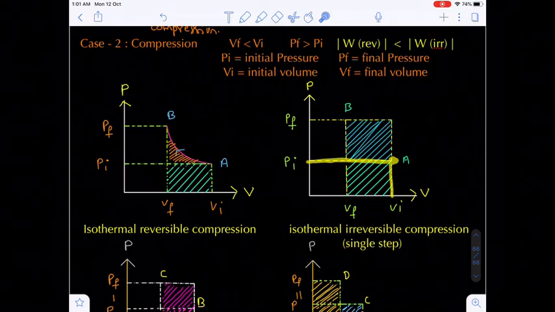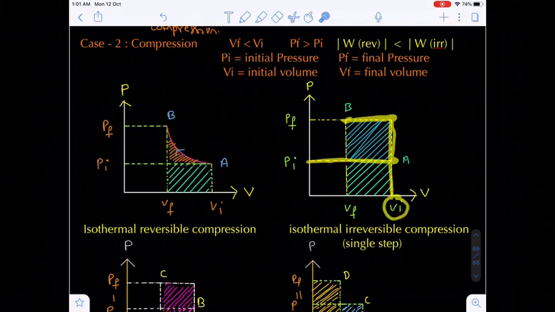Now what I am doing here is compression. Suddenly the piston moves downward by increasing the external force. So when the pressure suddenly increases, the point reaches here, from A to here. After reaching this point, as we keep increasing the pressure, the volume has to reduce, because pressure and volume are inversely proportional, so the volume decreases slowly and reaches the point B.